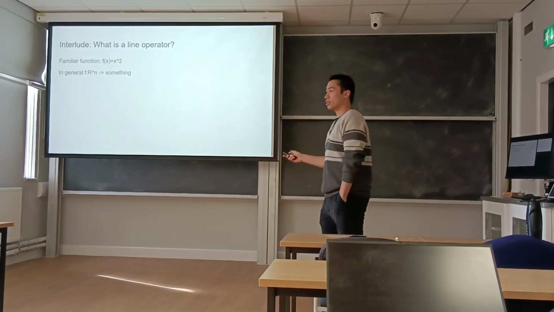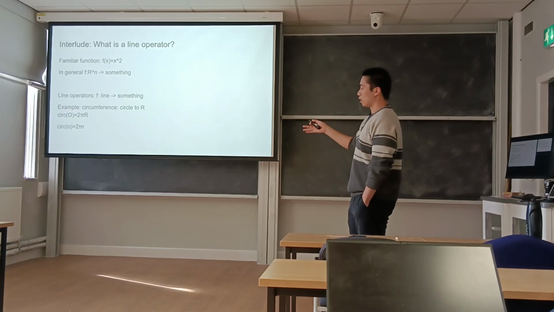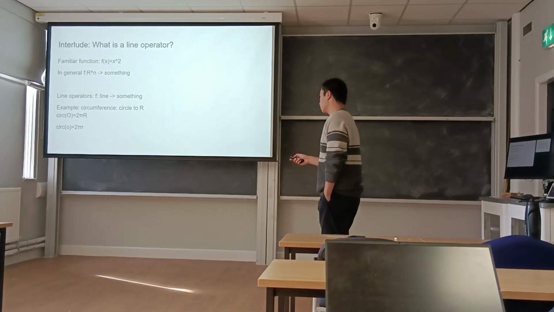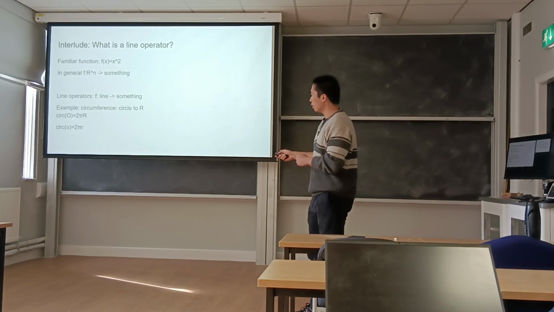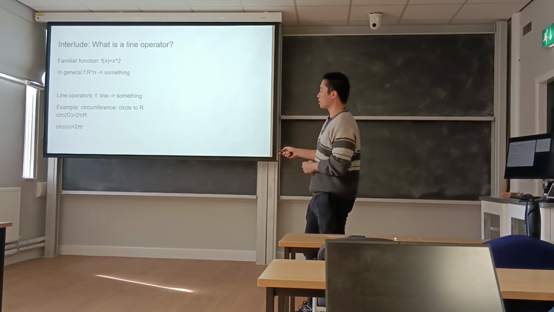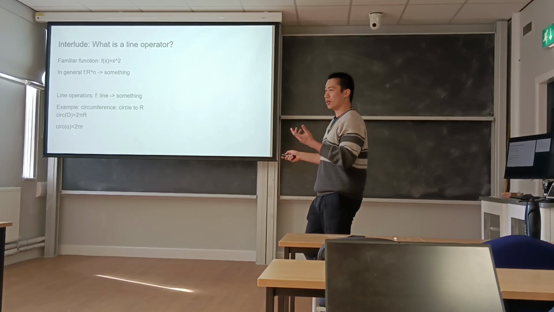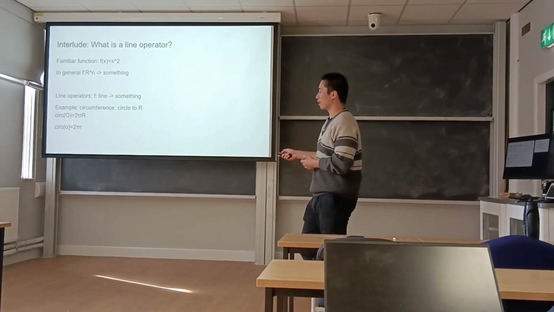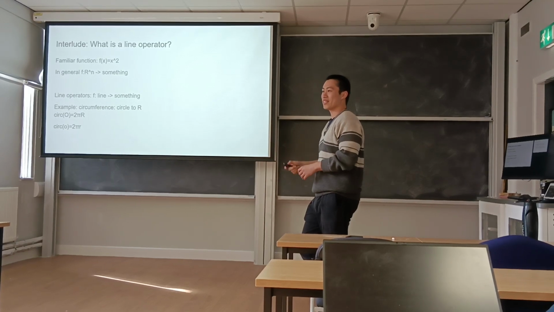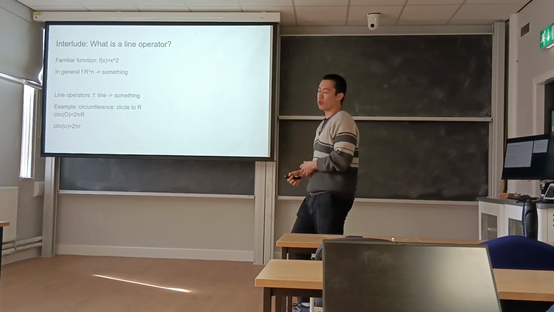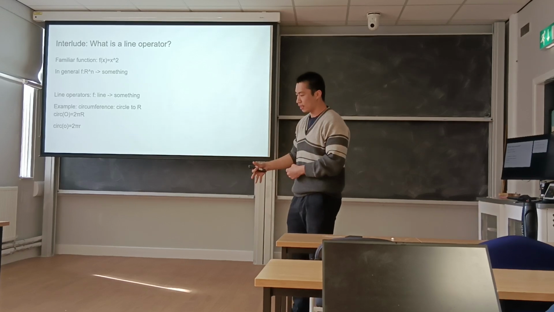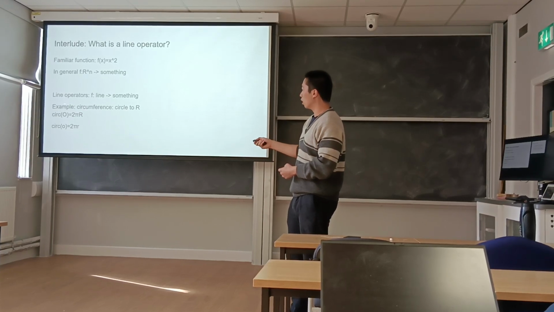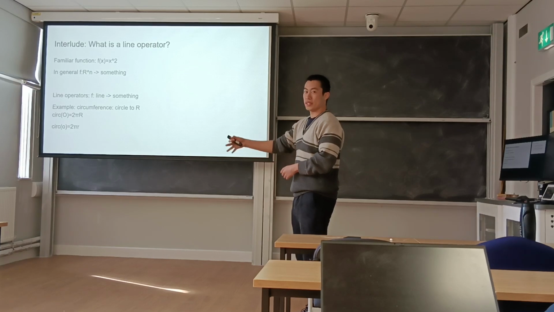But let's consider something else, which is a circumference function. Now, if I put a big circle into the circumference function, then we get 2 pi r, where r is a big radius. If I put in something small, then I get a small radius, and I get a small 2 pi r. So that's how I would intuitively understand what we call line operators. It takes in a line, or in this case, a loop, and it spits out something.